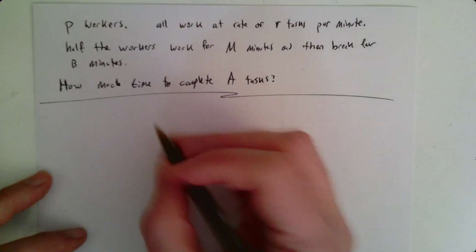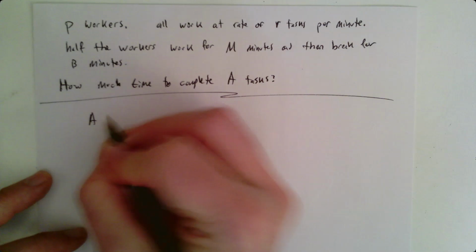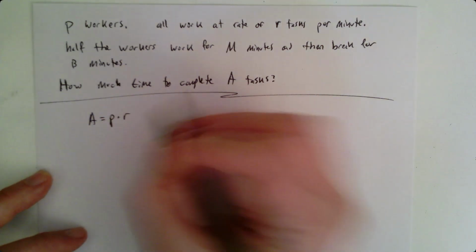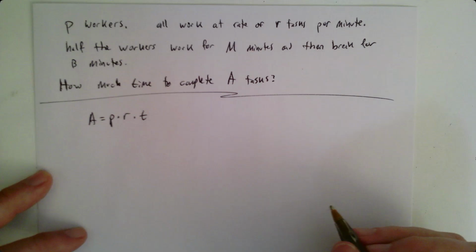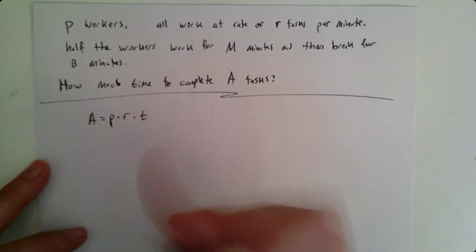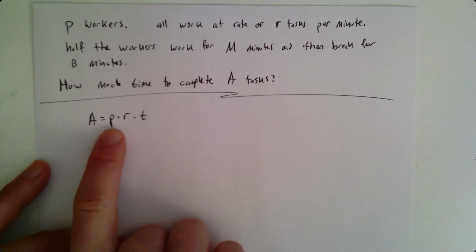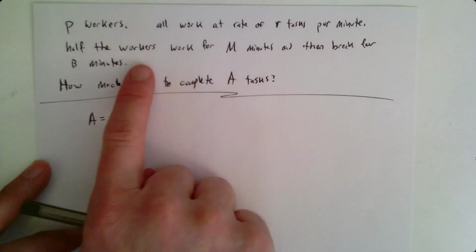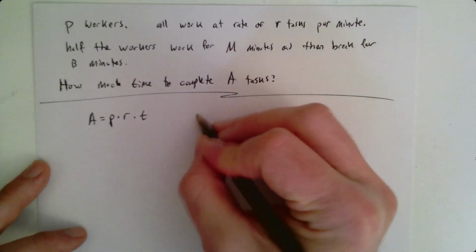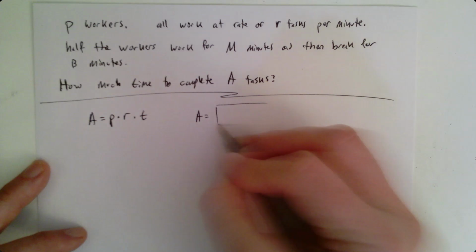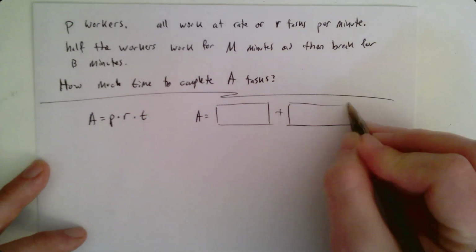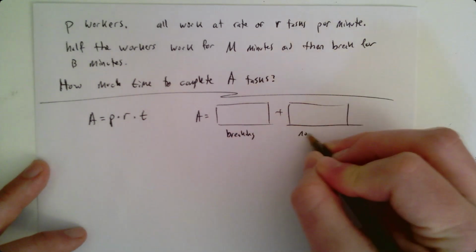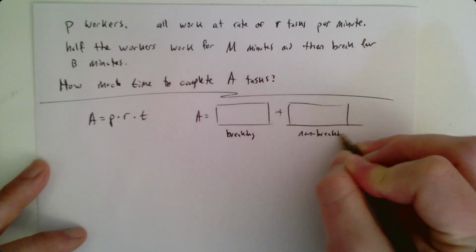So going back to our original model, the amount of work that gets done is the number of people working times the rate they work at times the amount of time they work for. But here, I want to break my workers into two groups, because half of them are going to work continuously and half of them are going to take breaks. So really, I want to think about it this way: I've got the breaking workers and the non-breaking workers.